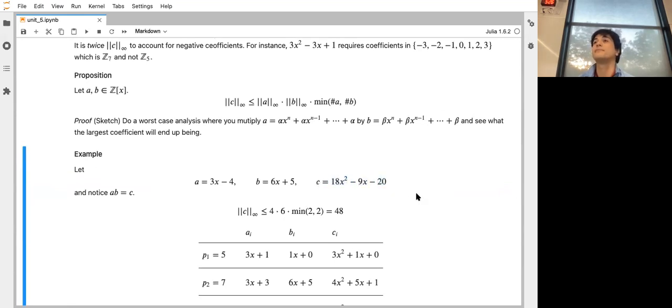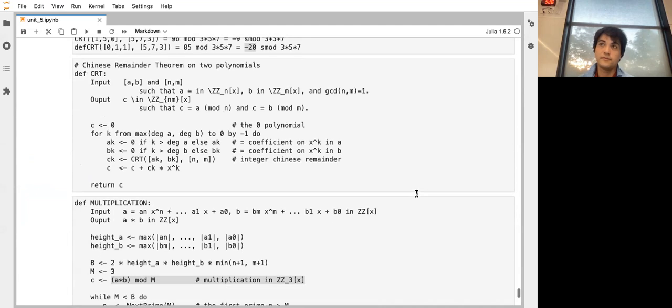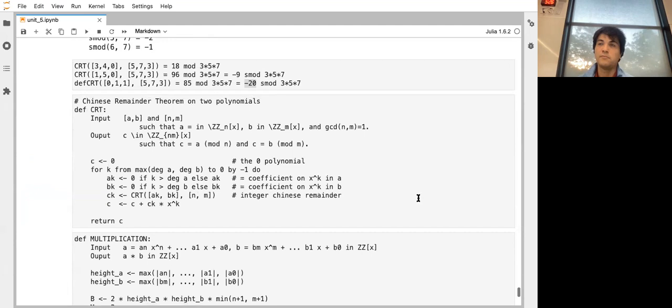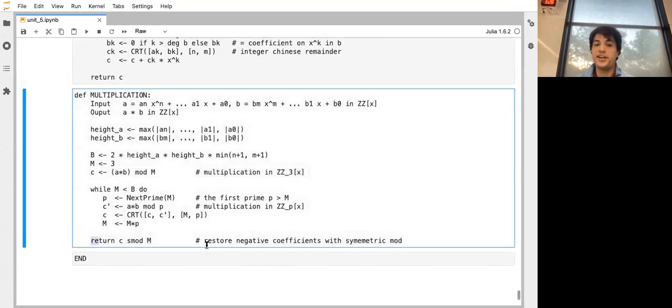Yes, sir? I'm a little confused on the implementation. Would we put the symmetric mod at the end? Very, very end. That's the very last thing you do. You just have to do a cleaning step. So the last step we do when we run the Chinese remainder theorem, we get, yep, right here.